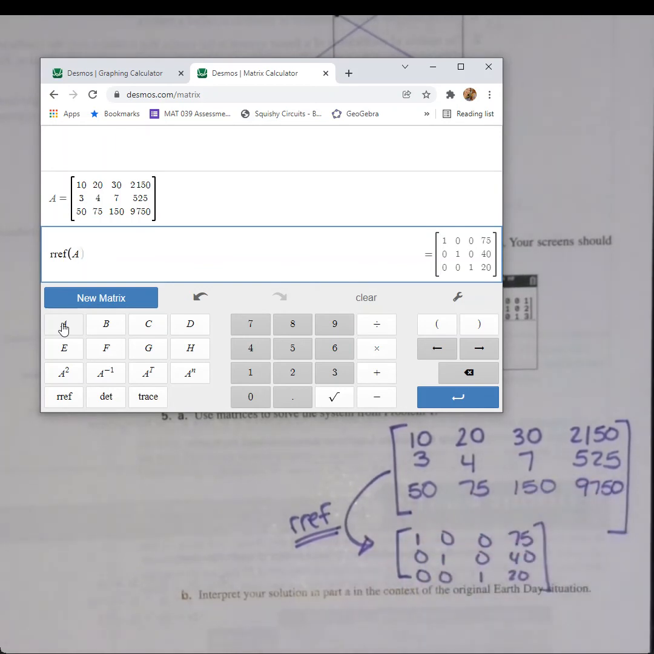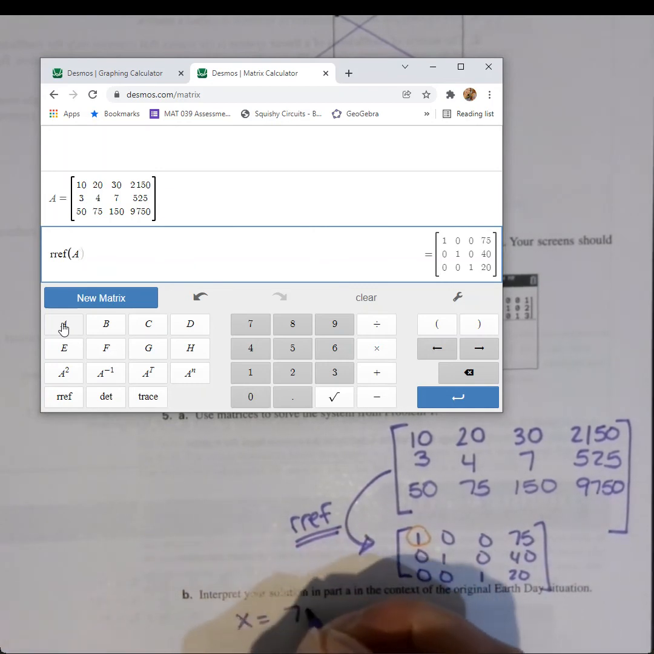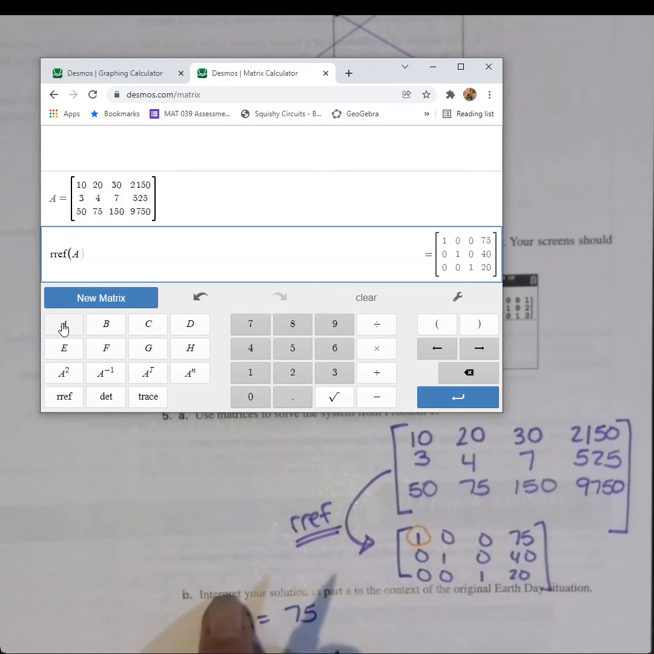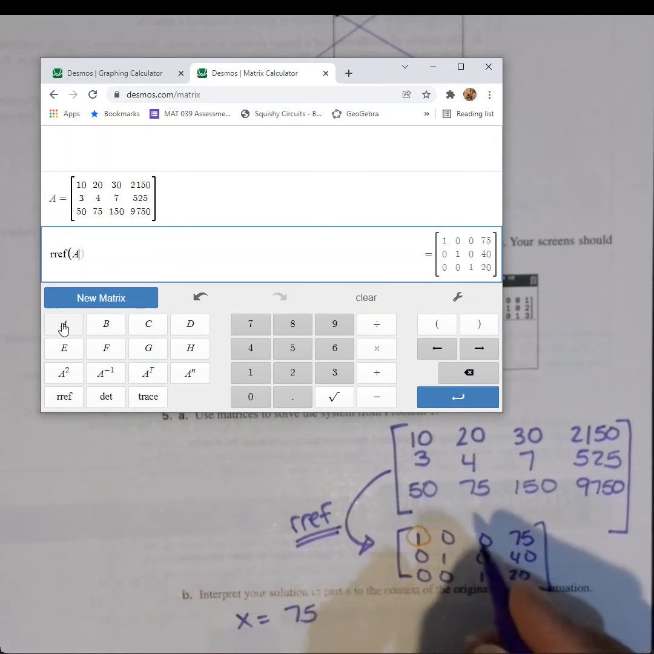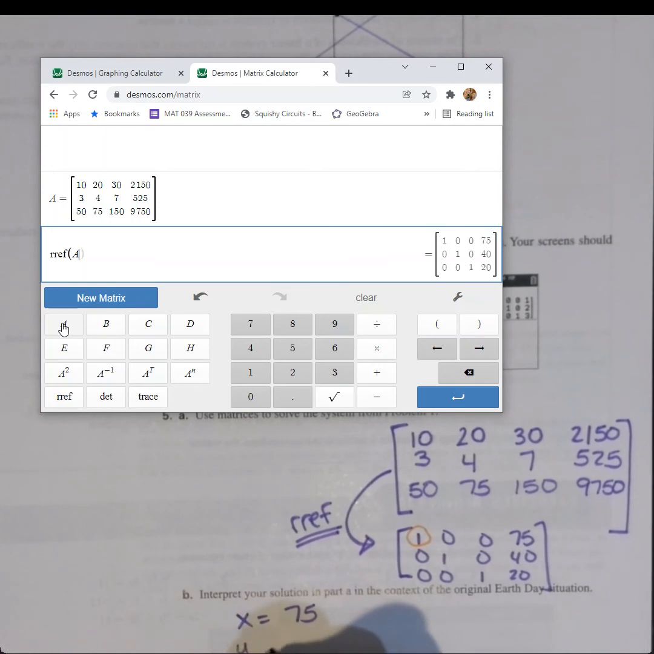All right, so that's solved. I just need to interpret the solutions of this. So remember that the first variable right here is x. So x is equal to 75. x plus 0y plus 0z. So I'm not writing down 0y's and 0z's. I'm just saying x is the only variable. I have one of them is 75. Then again, no x, just one y. So y is 40 and z is 20.